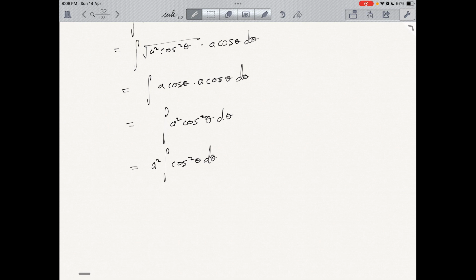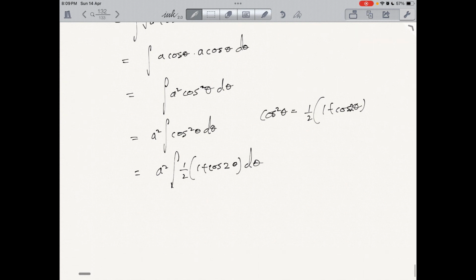We know that cos squared theta is equal to 1 over 2 into 1 plus cos 2 theta. Therefore, with a squared, let's make our substitution of cos squared theta to give us 1 over 2 into 1 plus cos 2 theta, if we're integrating with respect to theta. Now, with this done, we can bring another 1 over 2 outside again, so we're left with a squared over 2 integrating 1 plus cos 2 theta d theta.